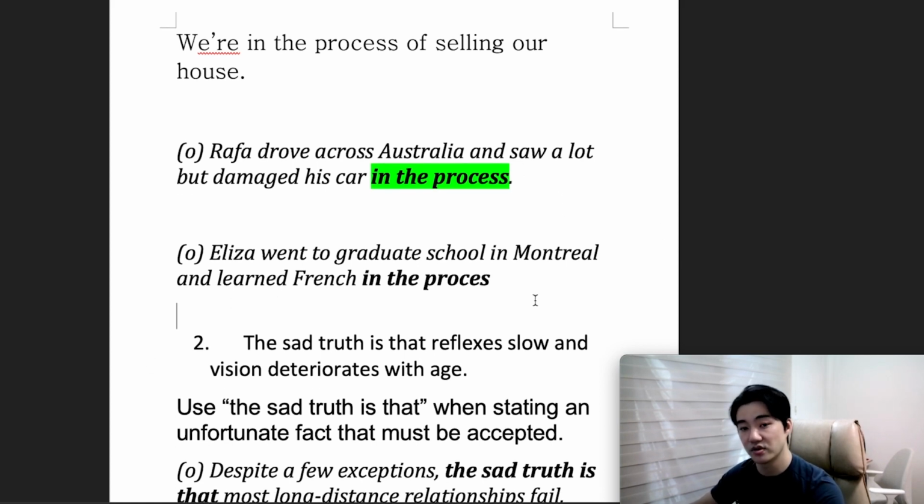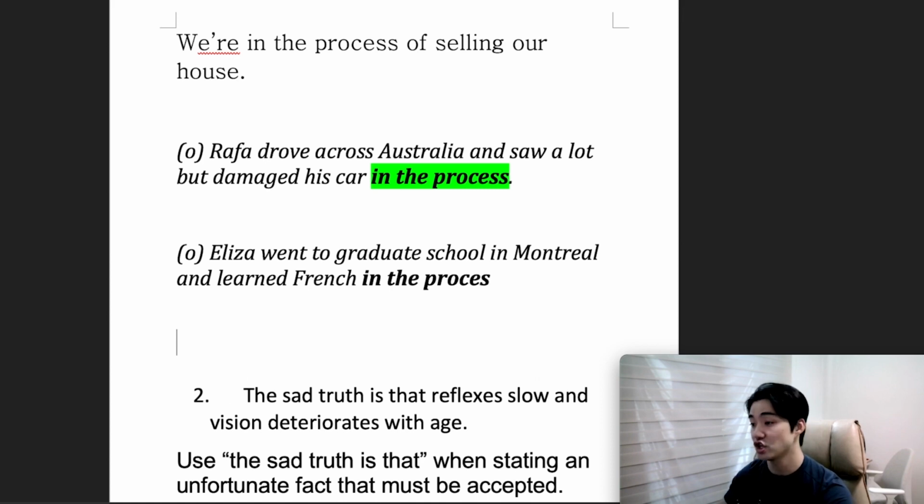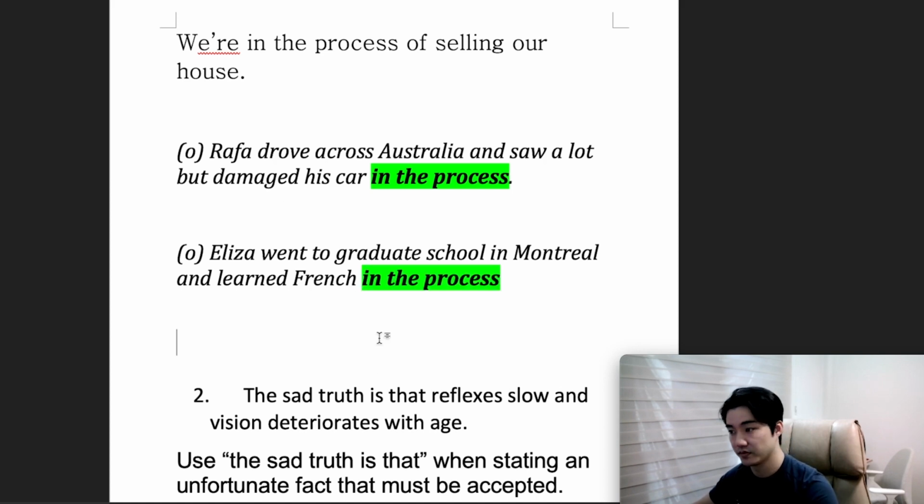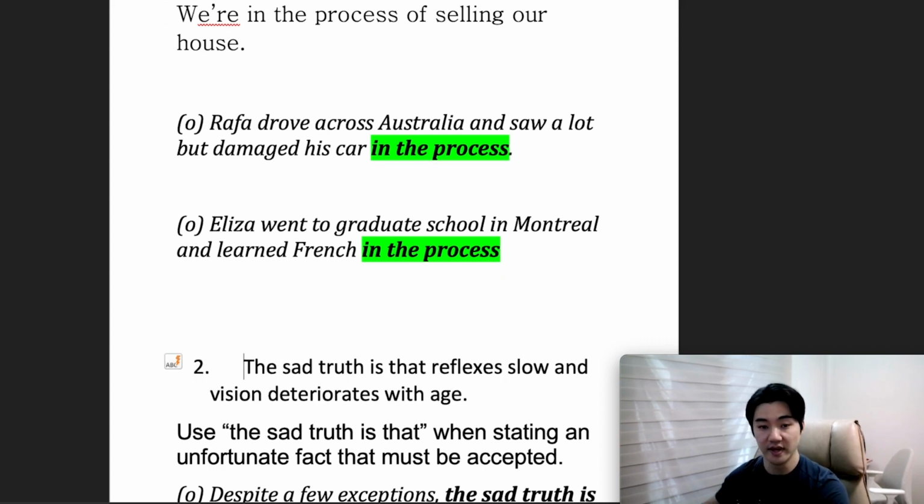Or Eliza went to graduate school in Montreal and learned French in the process. Should be an S. So Eliza는 몬트리올에 있는 대학원에 갔고 그 과정에서 프랑스어를 배웠어요. You can change it again. While Eliza went to graduate school in Montreal, she learned French. It has the same meaning. So in the process. All right, let's look at number 2 now.